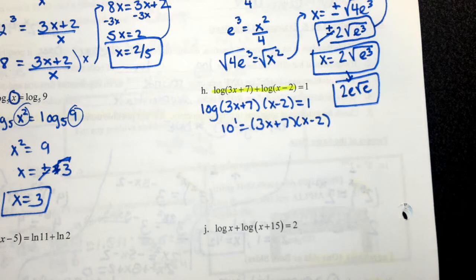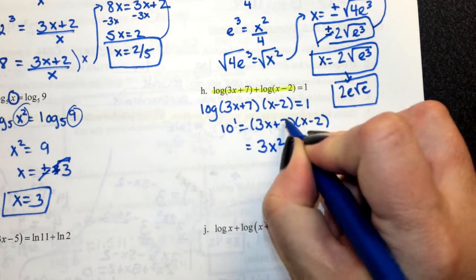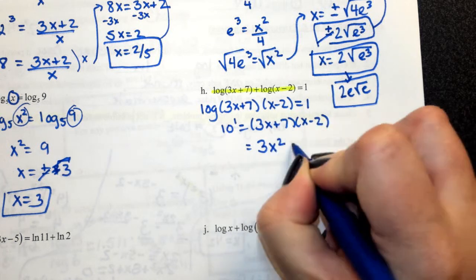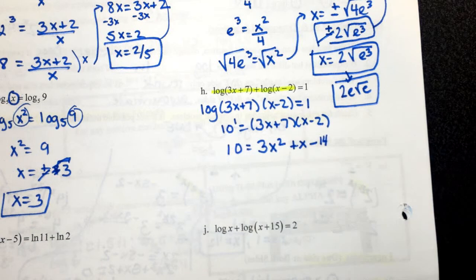What am I going to have to do in order to solve for x? Remember, this is not a 0 on the left. I can't just set 3x plus 7 equal to 0 and x minus 2 equal to 0. This is a 10. So before I do anything, I am going to have to FOIL. I do have to multiply out those two binomials. So 3x times x is a 3x squared. Plus 7x minus 6x is plus x. Minus 14 is equal to 10.